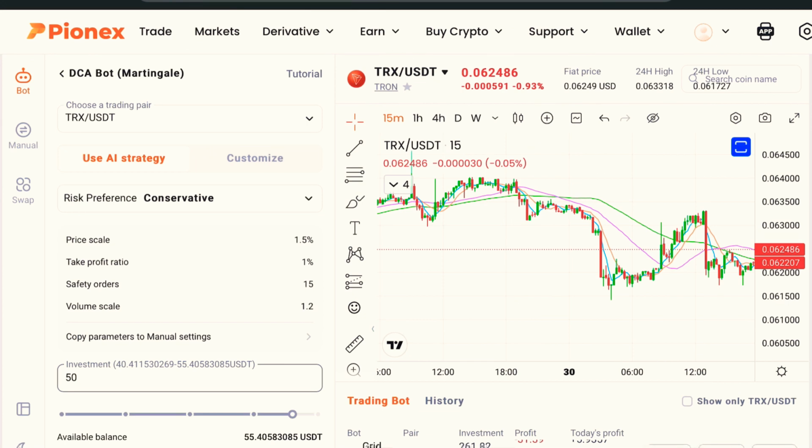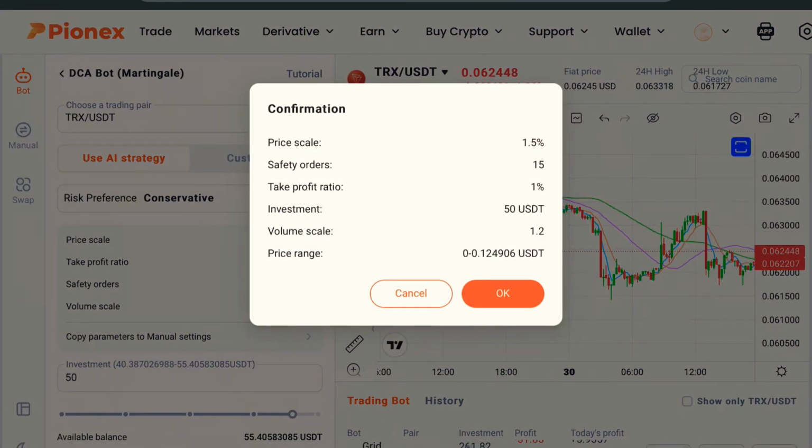So every time the price drops by 1.5%, our bot will buy 1.2 times of Tron than the previous order in succession of 15 orders straight. So that's going to keep us in a safe, healthy region. Okay, so what we're going to do is, along with you guys, wish all of us luck. Okay, we're going to set this part.